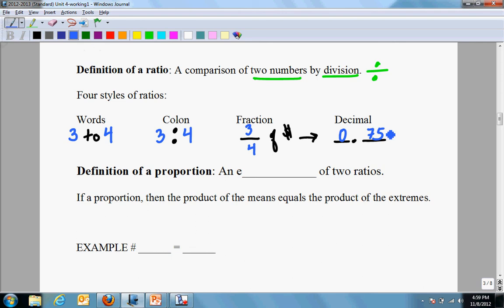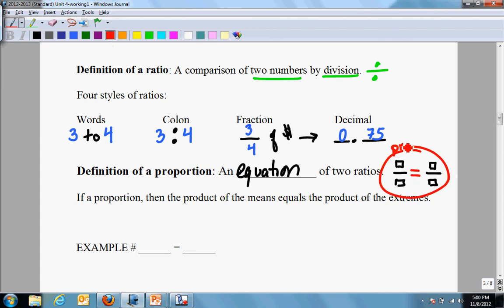Now, a proportion is when you have an equation of ratios. So a ratio is something over something. That's a ratio. A proportion is when you have two ratios that are equal. That's called a proportion.